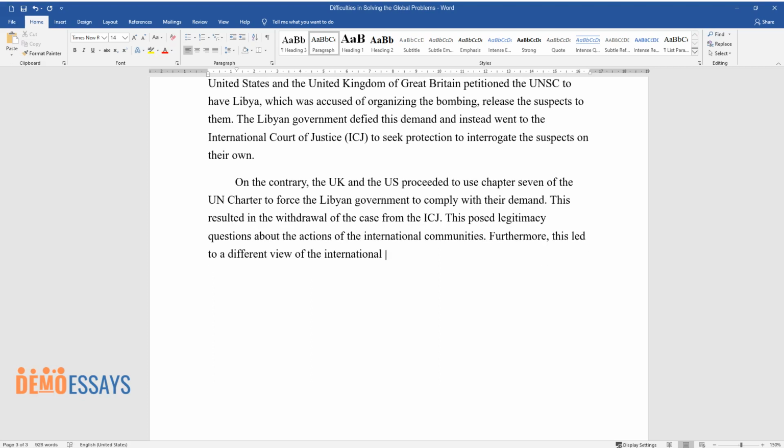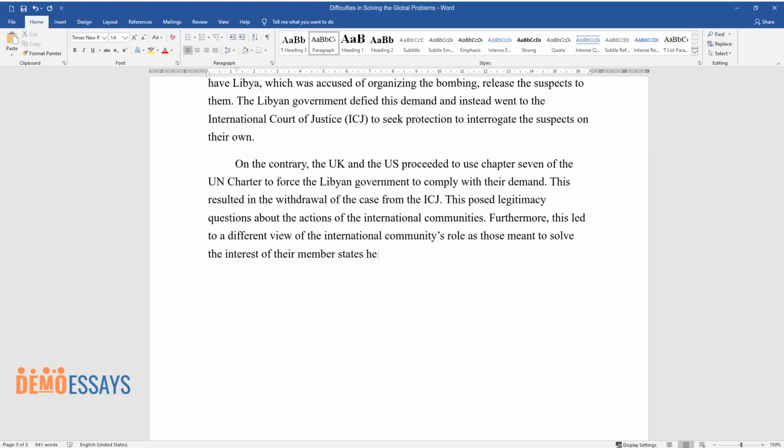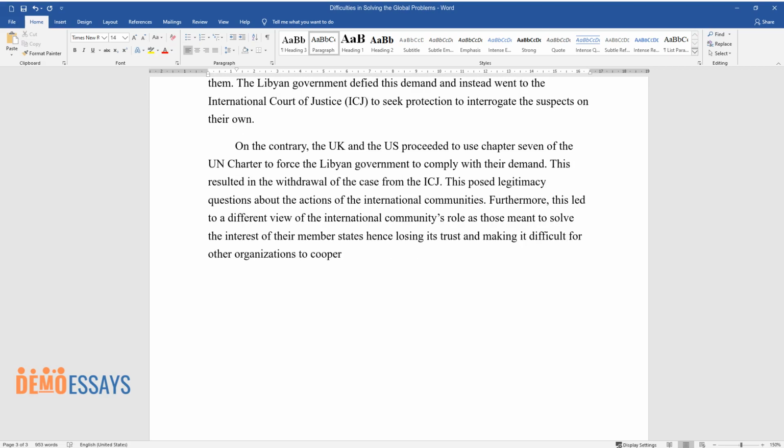Furthermore, this led to a different view of the international community's role as those meant to solve the interest of their member states, hence losing its trust and making it difficult for other organizations to cooperate and combine efforts in solving world problems.